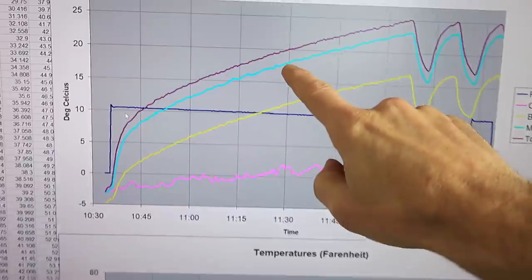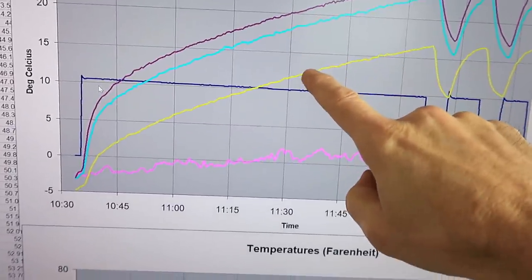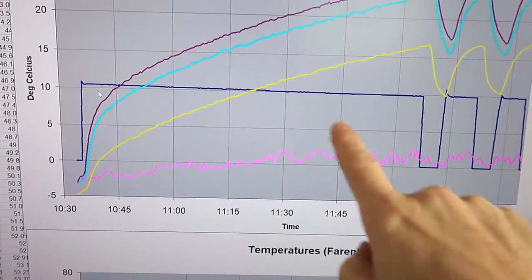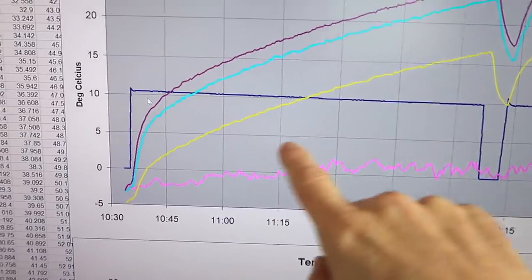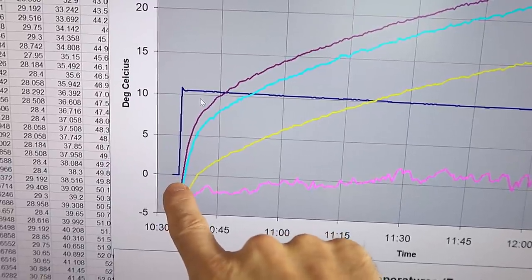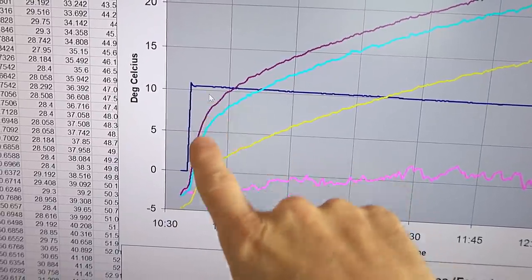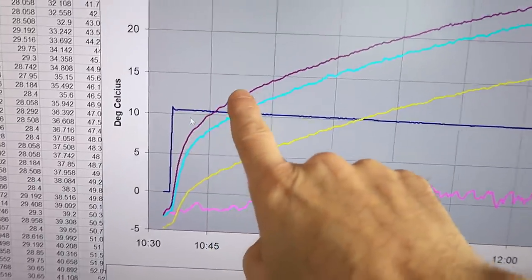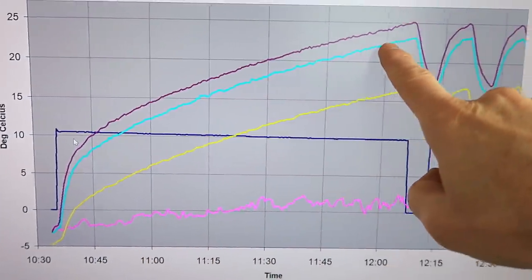I've got three sensors in the room, top, middle, and bottom, plus one on the outside, and the blue line here is power level. And when I turn on that heater, the temperature rose very quickly in the first 5 minutes or so, and then rises much more slowly.